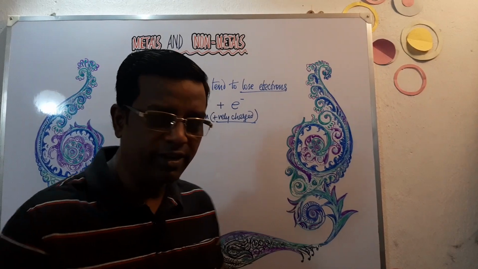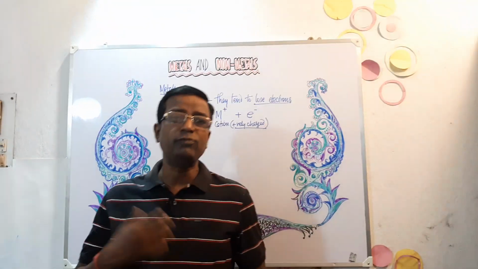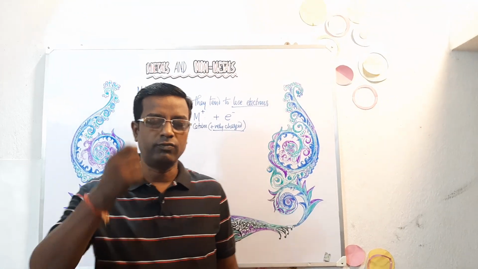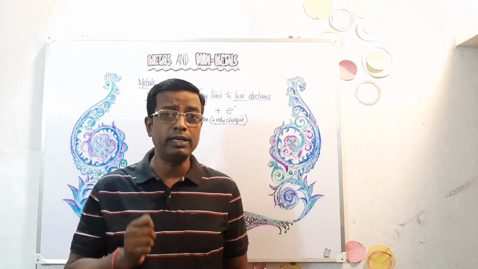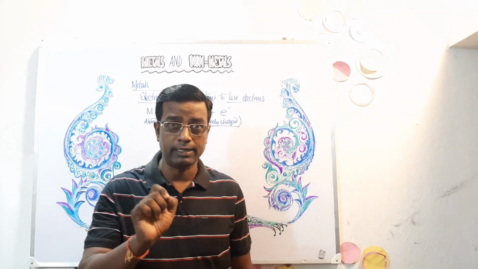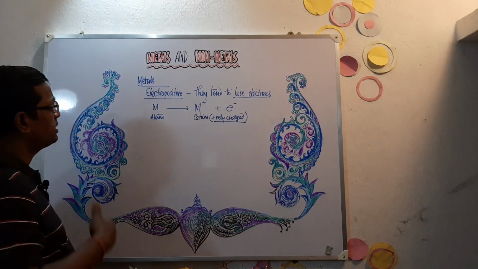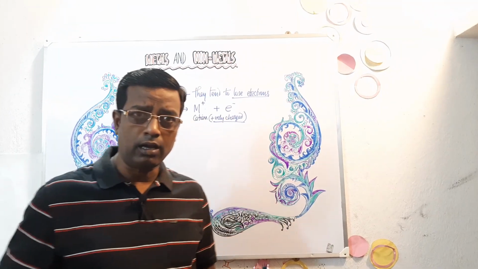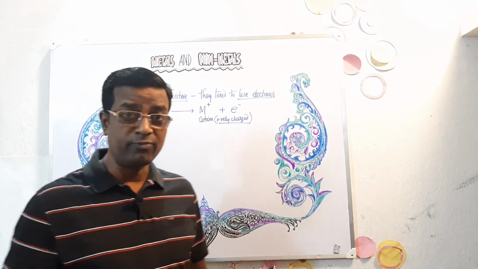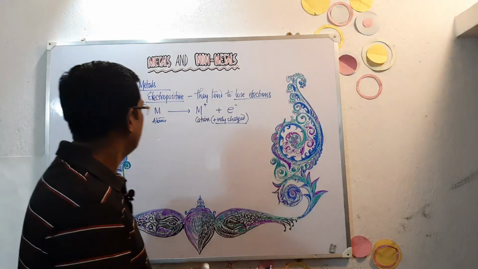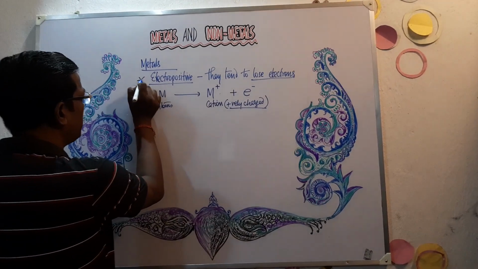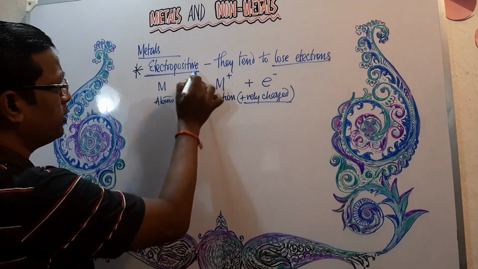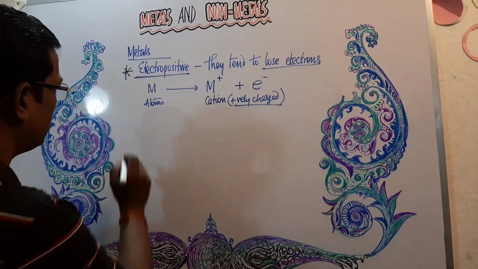First thing, that's very important. They love to donate, they love to lose electrons. That's one of the foremost and important characteristics of metal. Now, let's come to some of the other properties of metals which make them very special. Of course, the most important is that they are electropositive as they tend to lose electrons.